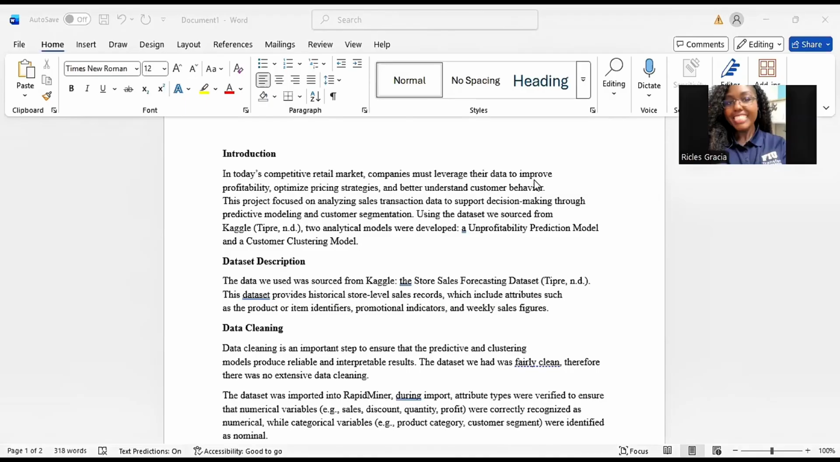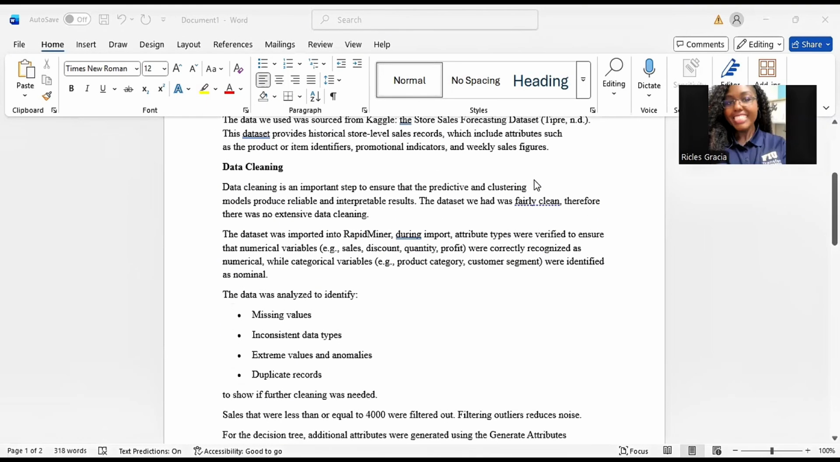In today's competitive retail market, companies must leverage their data to improve profitability, optimize pricing strategies, and better understand customer behavior. In this project, we focused on analyzing sales transaction data to support decision-making through predictive modeling and customer segmentation. We used a data set that we found on Kaggle, and we created two analytical models, the unprofitability prediction model and the customer clustering model.